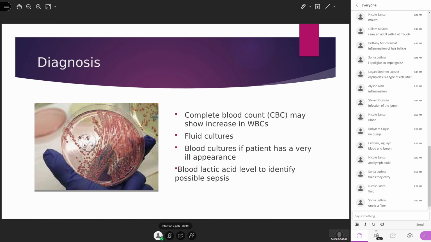The first test is a very simple test, which is the CBC, and I'm sure you are all really good with that now. In the CBC, we are going to check the WBC. What is the normal WBC count?